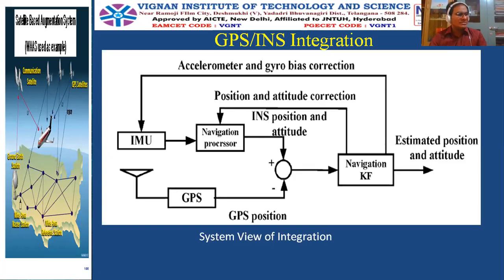A detailed version of the INS is not required here, because it is not used many of the times. It is out of the syllabus also. But to integrate GPS and INS, we use two architectures. One is tightly coupled and another one is loosely coupled, which will use Kalman filtering most of the times. So the navigation Kalman filter is used here.